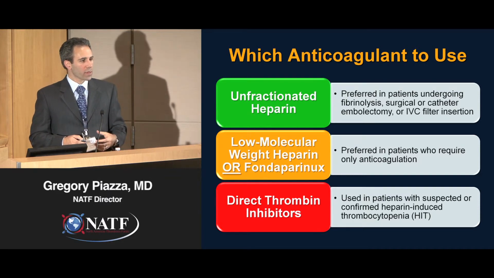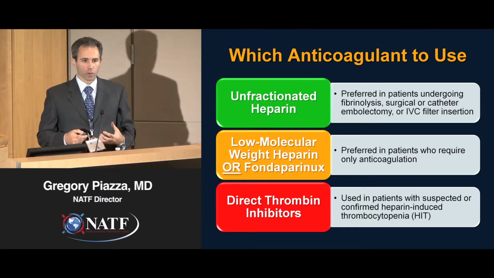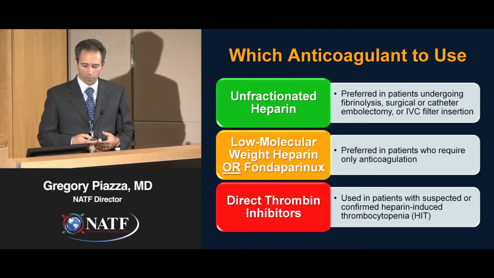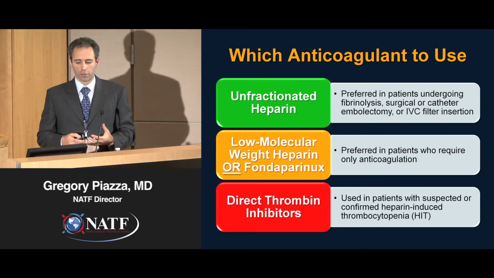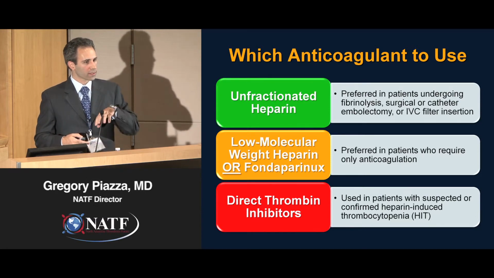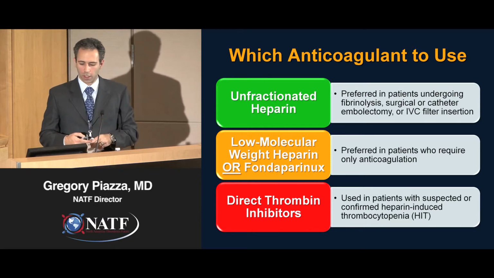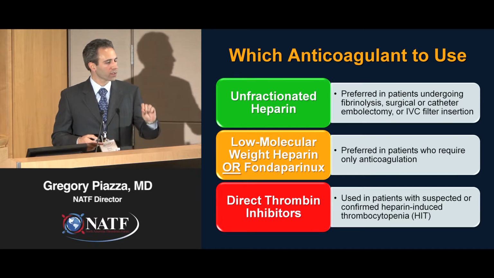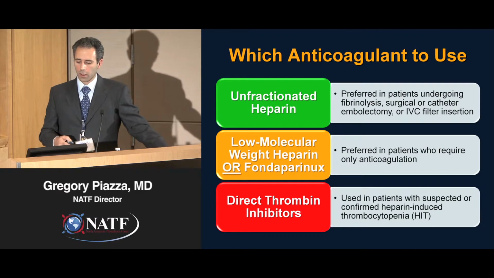Deciding which of these immediate agents to give really requires us to understand what procedures the patient might be going for. If patients are going for either the clot-busting drug or a surgical or catheter embolectomy, or they're going to get an IVC filter, which is a basket type of device to catch blood clots, they get unfractionated heparin because it can be turned off and on very quickly when they go to the procedure.